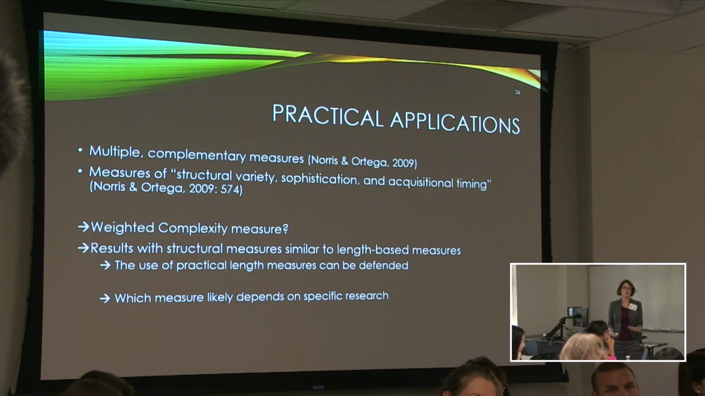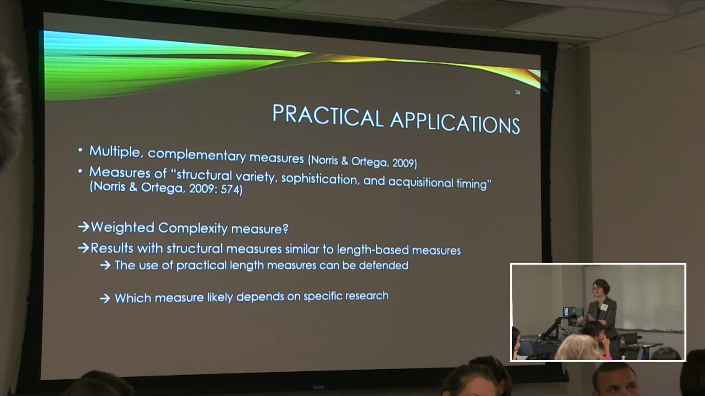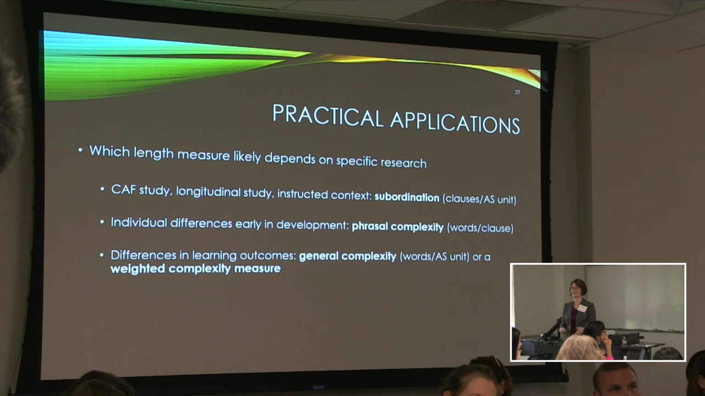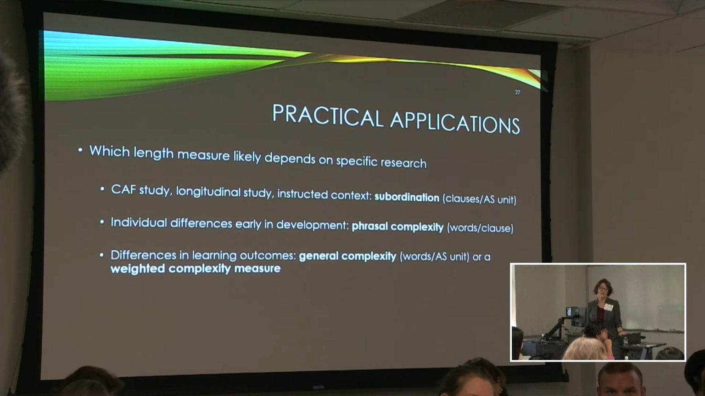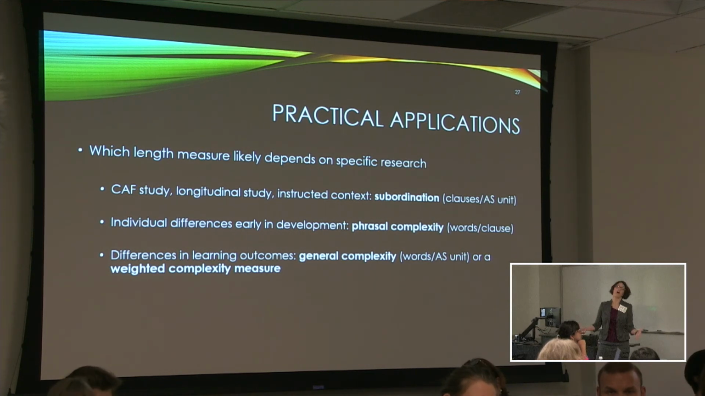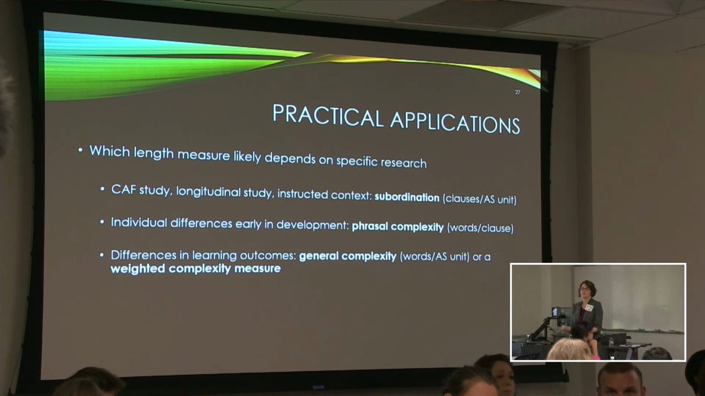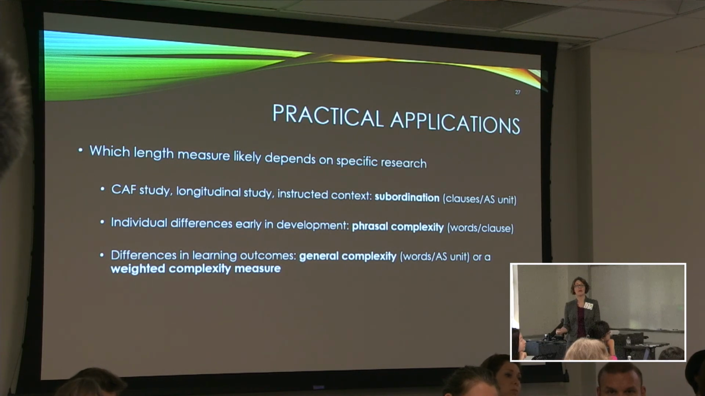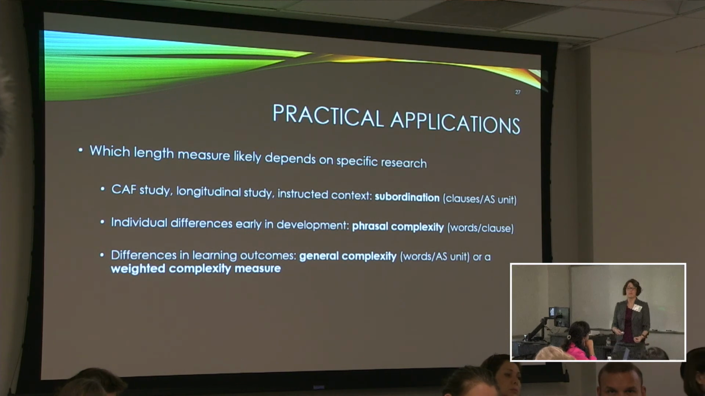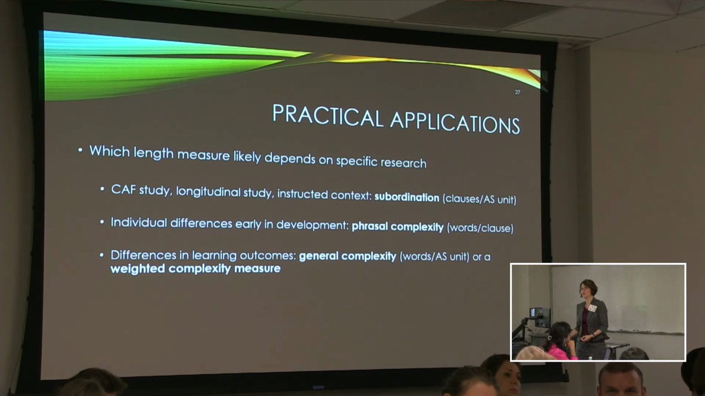Now, which measure might you want to use if you're into a linguistic-focused research? I would say maybe if you're doing a complexity, accuracy, fluency study or a longitudinal study, or if you're interested in instructed context, subordination might be a good measure to use because it's broad, it captures differences, but there's not so much variation that remains unexplained. But if you are looking at individual differences earlier in development, maybe phrasal complexity, those words per clause might be a good idea.